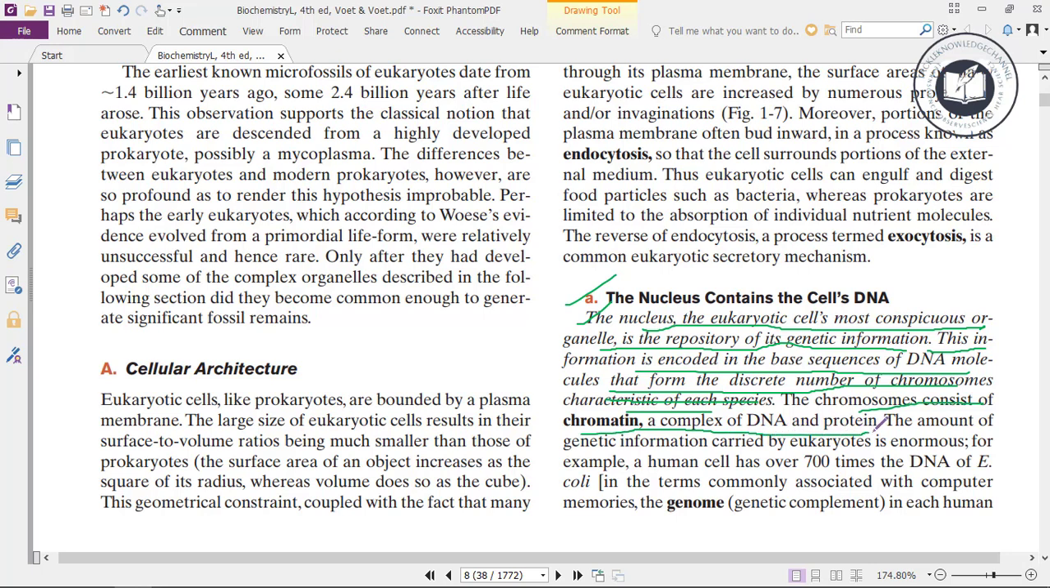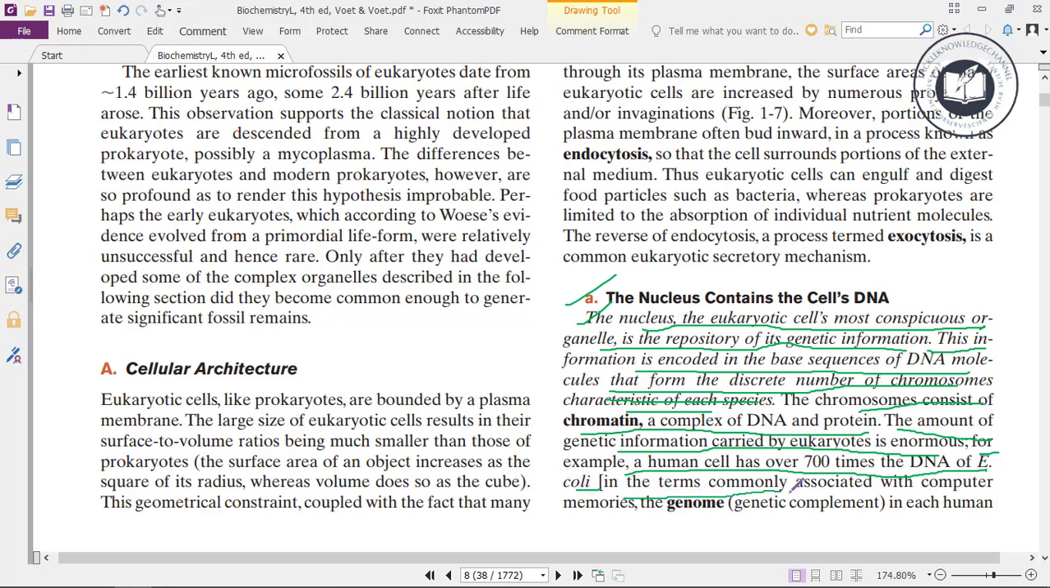So chromosome consists of chromatin, a complex of DNA and protein. Okay, the amount of genetic information carried by eukaryotes is enormous. For example, a human cell has over 700 times the DNA of E. coli. So the amount of genetic information carried by a eukaryotic cell is enormous. For example, the human cell has over 700 times the DNA of E. coli.